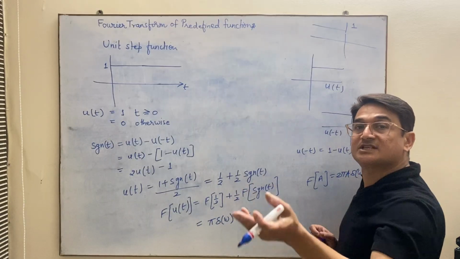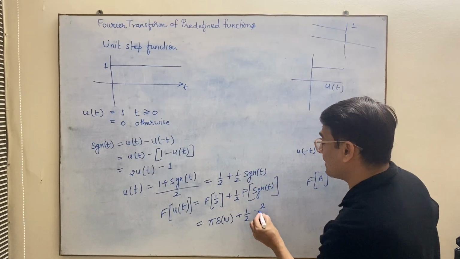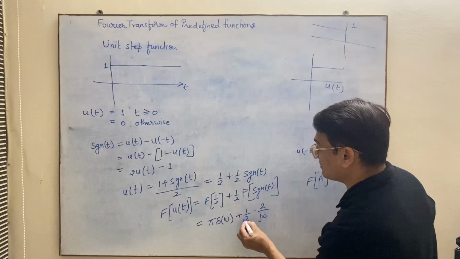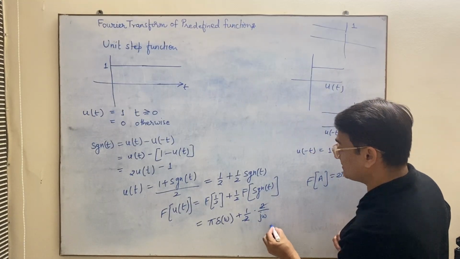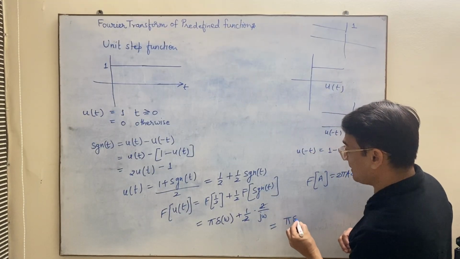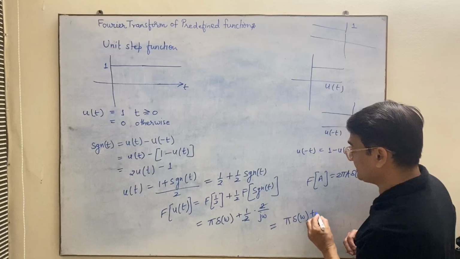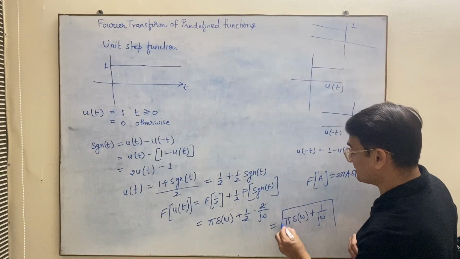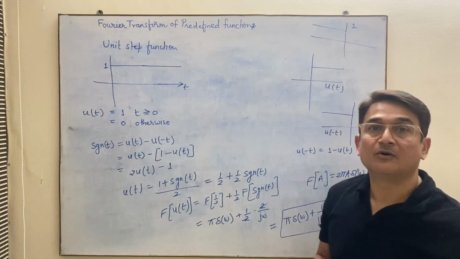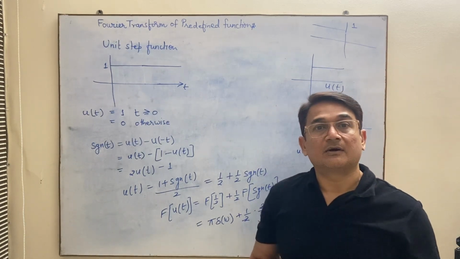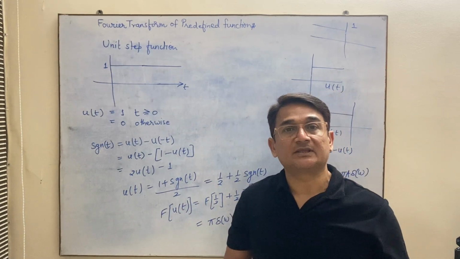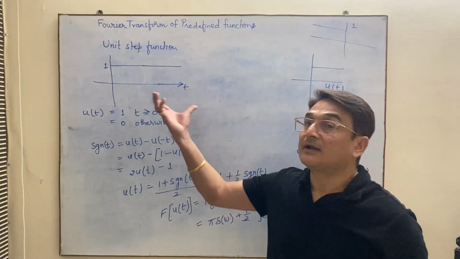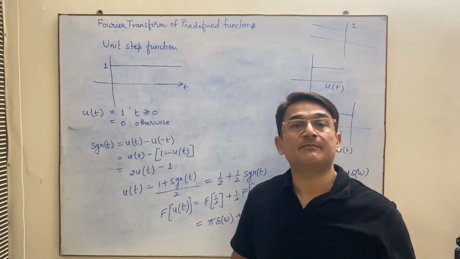Then 1 by 2 signum t: the Fourier transform you just calculated is 2 by j omega, so this 2 and this 2 will also get cancelled. The final answer is pi delta omega plus 1 by j omega. This is the Fourier transform of the unit step function. I hope you understand the calculation and the Fourier transform of the unit step function.